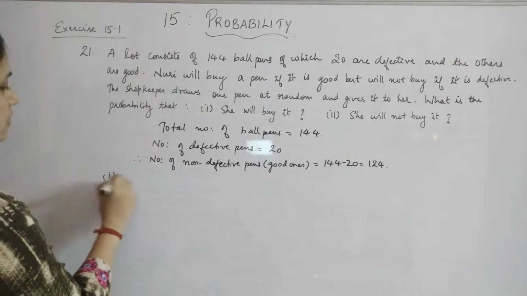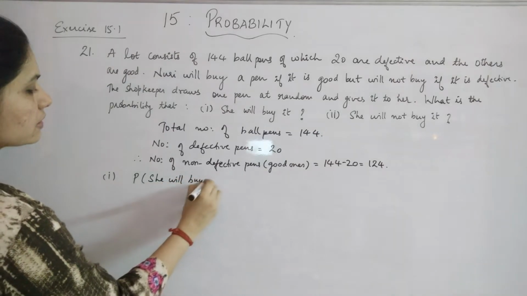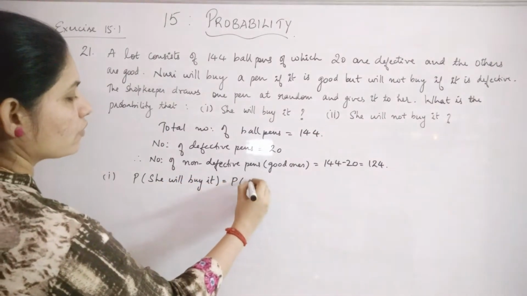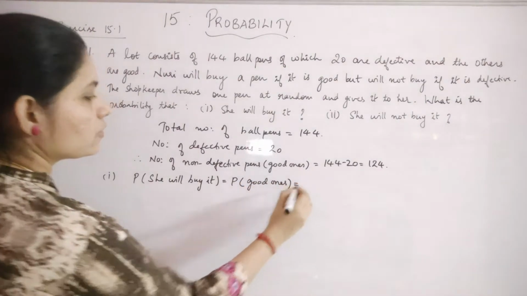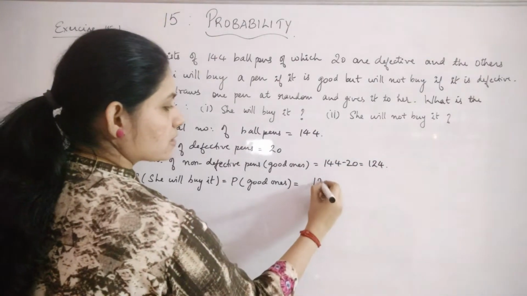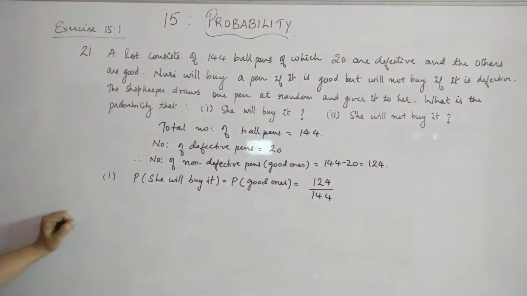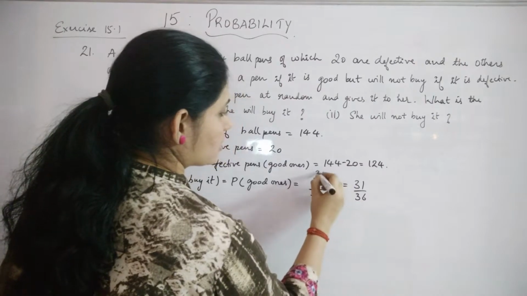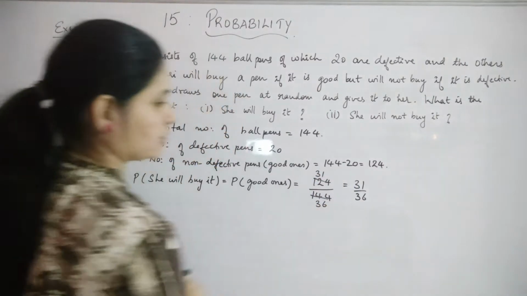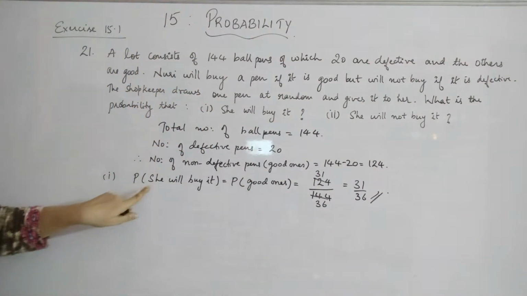Okay, therefore the first one, that is P of, that is she will buy it, is same as P of getting a good one. What is that? Number of good ones divided by the total number of pens. So it is 124 by 144, which is 31 by 36. When you cut it, you will get 31 and 36. Okay, so this is the probability of getting good pen, or that she will buy it.